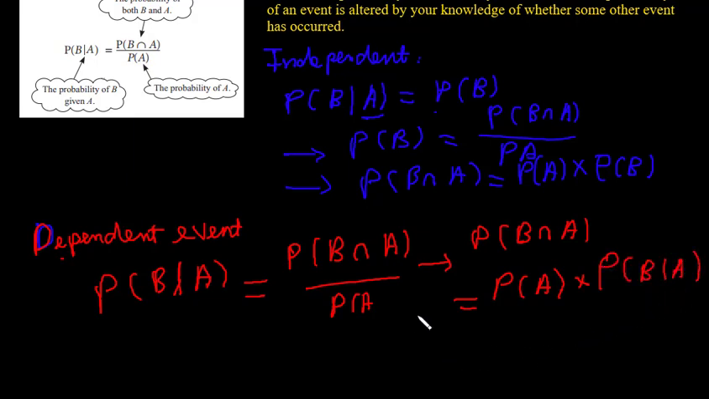When we have data and want to know whether two events are independent or dependent, we use this formula. If we can prove that P of B intersect A equals P of A multiplied by P of B, then these two events are independent. If P of B intersect A is different from P of A multiplied by P of B, then they are dependent.